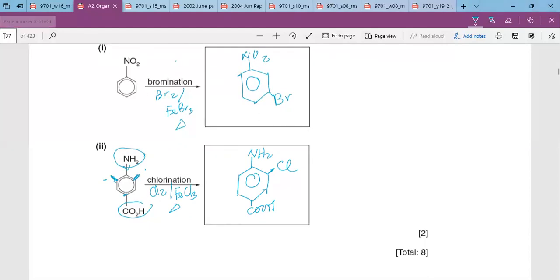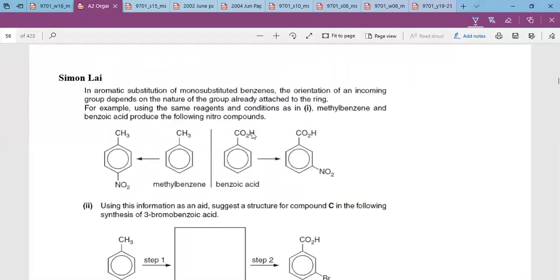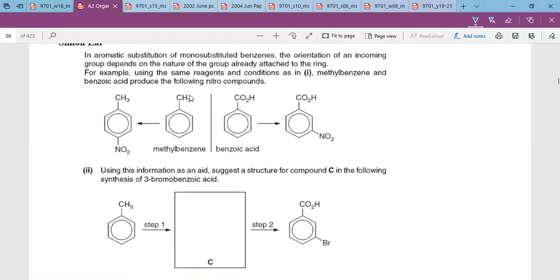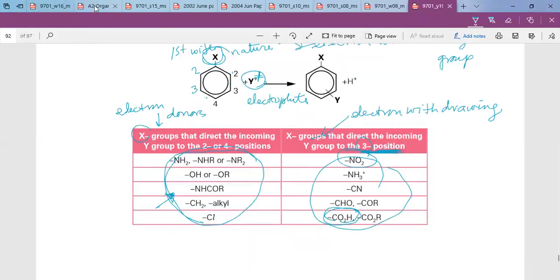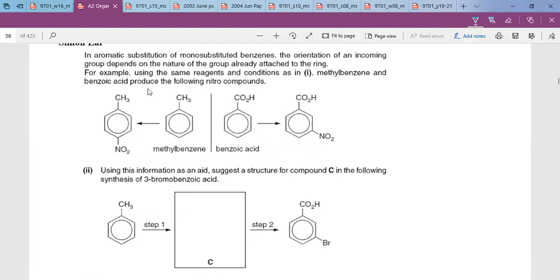Okay, one more question for you, because there's a summary of questions, question 56. Here again, you can see, in aromatic substitution and so forth. Now here is where they will ask you to use your brains. Remember, last time they don't give you this table. In exams, if the topic coming out is on the syllabus, they will tell you the theory. Here, they tell you the theory.